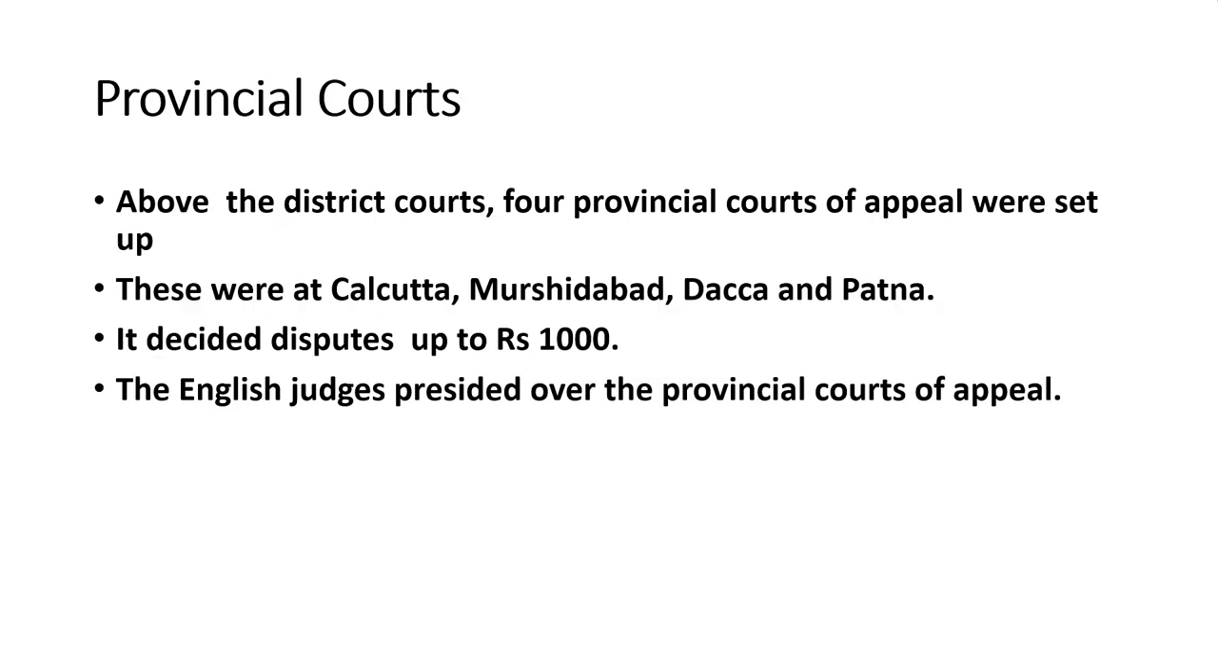Above the district court, provincial courts were created. Four provincial courts were created during the period of Cornwallis: Calcutta, Murshidabad, Dhaka, and Patna. They decided civil cases up to 1000 rupees. They also decided appeals from the district court as well.